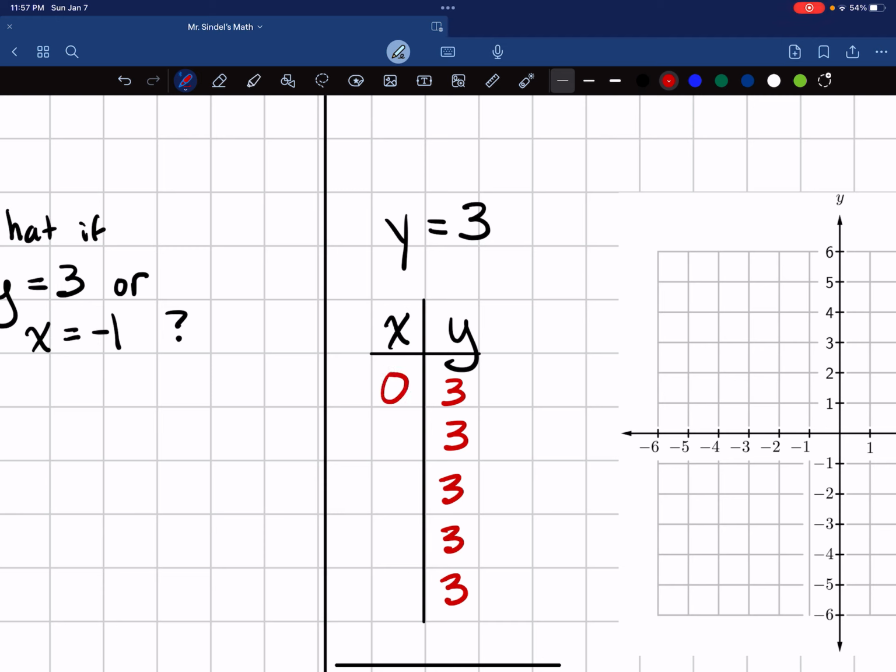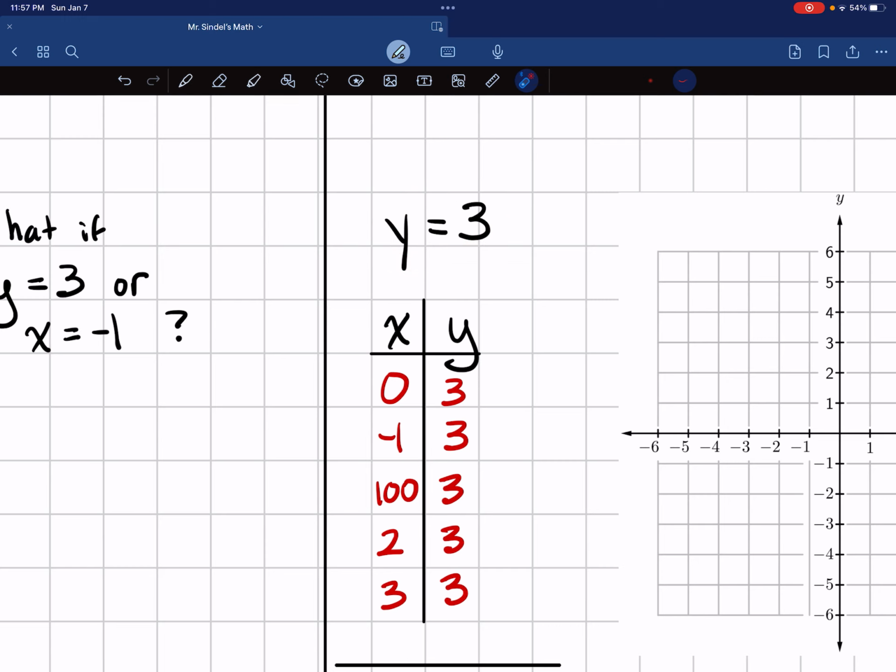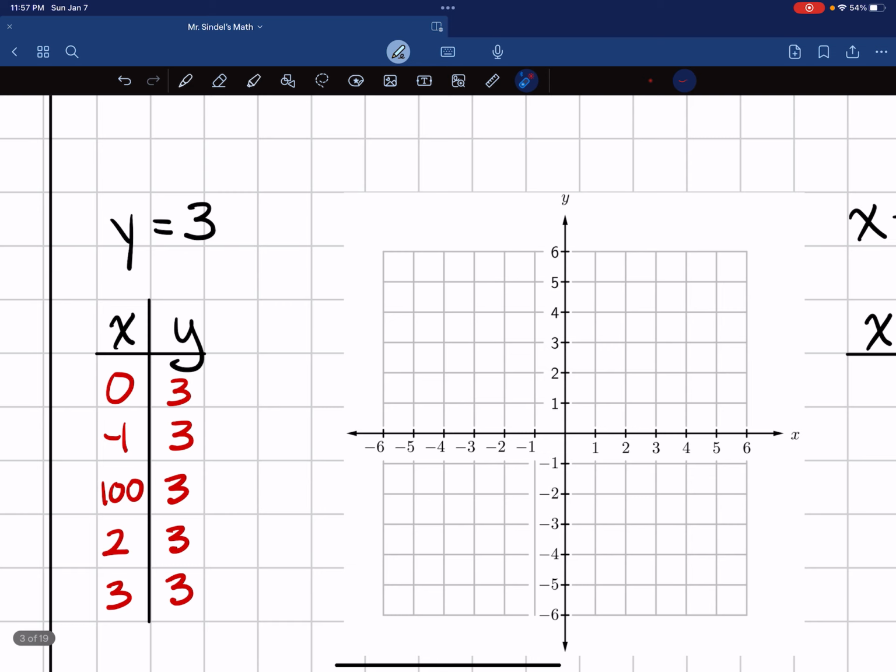X, you want it to be 0? Sure. -1? Sure. Put in 100? I don't care. Yeah, put in a 2 or put in a 3. It doesn't matter. The only thing that I want to have is that the y coordinate here is equal to 3. And then if you go ahead and graph these, you'll see no matter what happens, the y coordinate here is always 3, no matter where you go, which means we end up having this horizontal line.